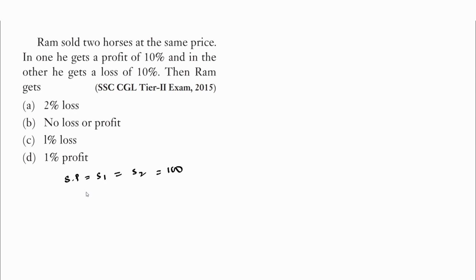The horse number 1 is sold at a profit. So S1 would be C1 times 1.1. That's sold at a 10% profit. The horse number 2 is sold at a loss. So it's C2 times 0.9. So from this, we can calculate the cost prices of each of these horses. That is, C1 would be 100 by 1.1 and C2 would be 100 by 0.9.